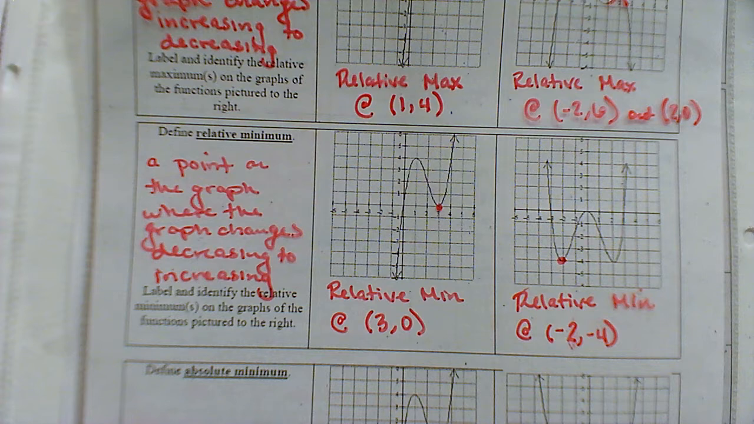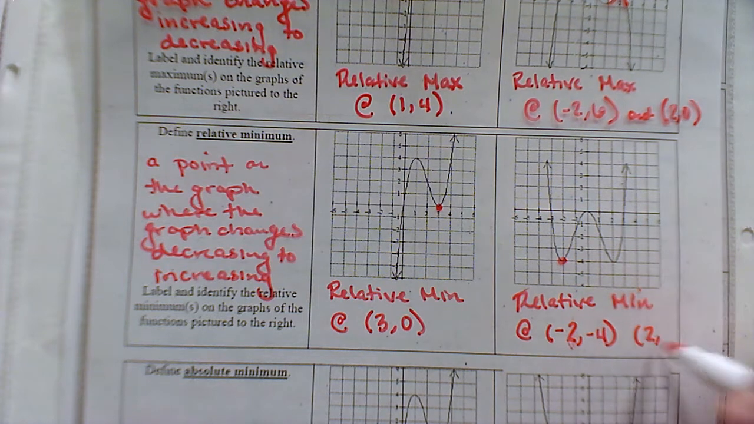I get them switched all the time, Dylan, no worries. Is there another one? Yeah. 2, -4. 2, -4. Good.